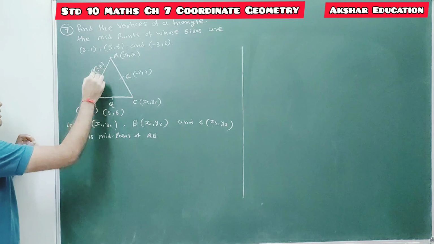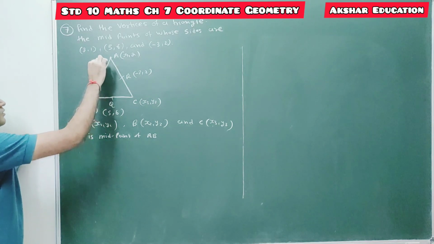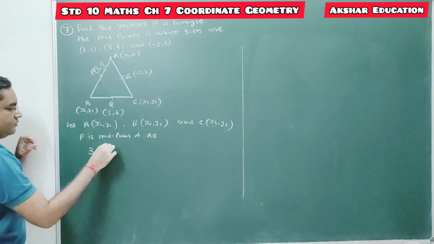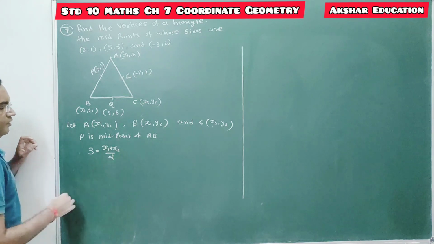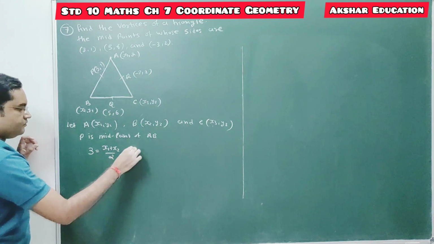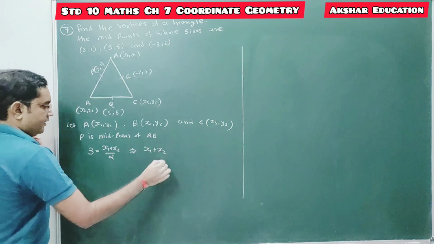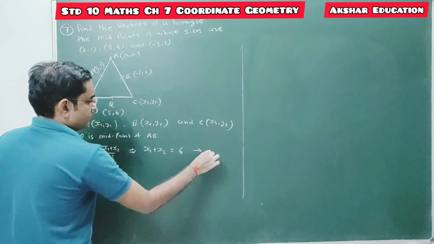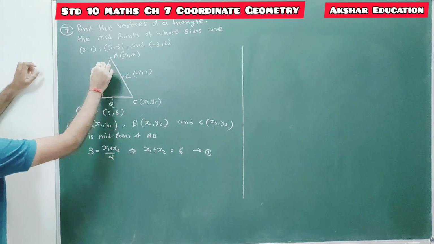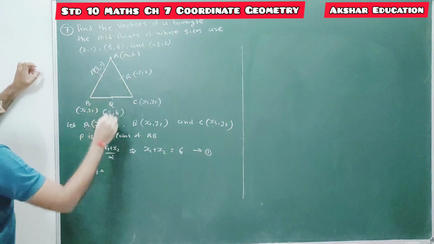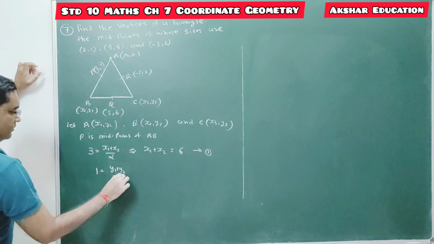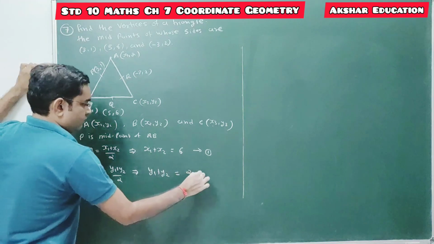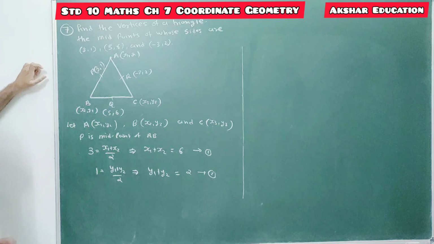So x coordinate 3 is, 3 comma 1 is there. So 3 is equal to x1 plus x2 by 2, and therefore we can write this x1 plus x2 equal to 6. So equation number 1. Similarly, for y coordinate we can write 1 equal to y1 plus y2 by 2, midpoint formula, and therefore this one is y1 plus y2 equal to 2. Done? This is for first side.